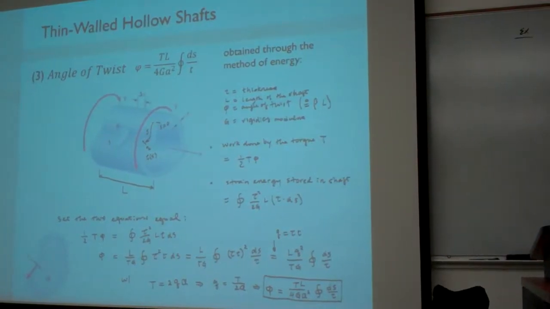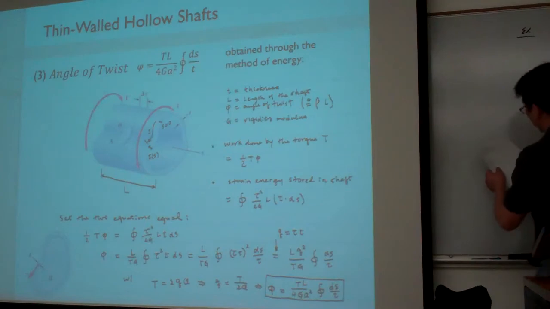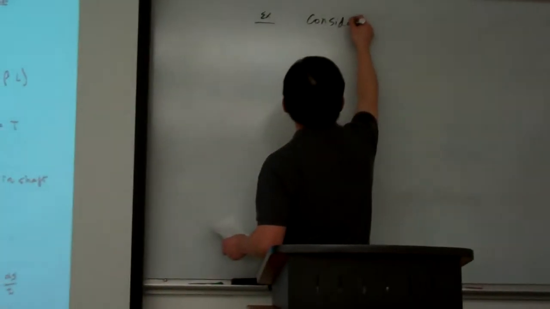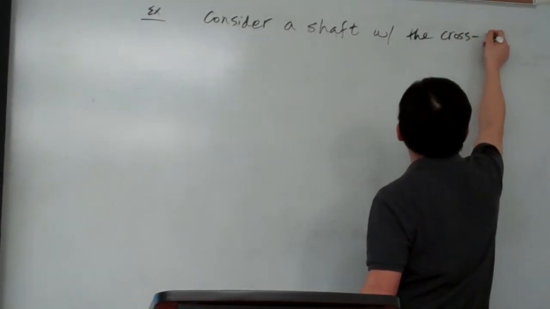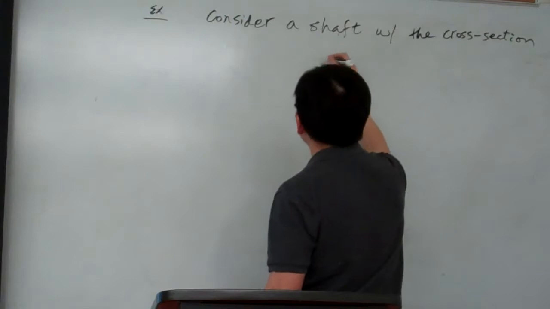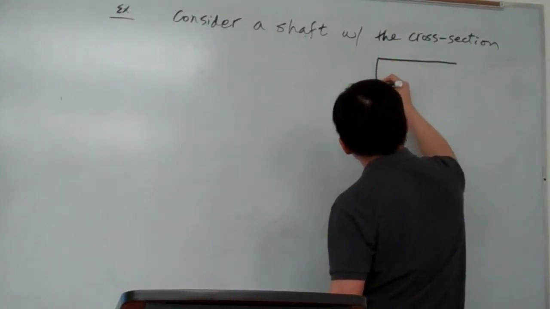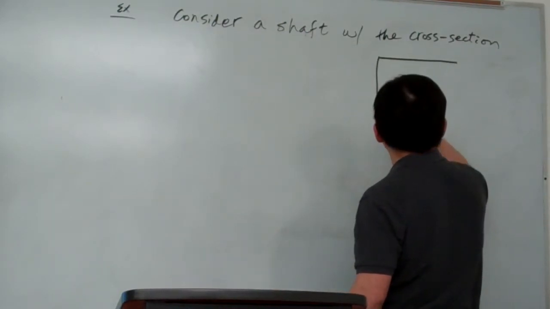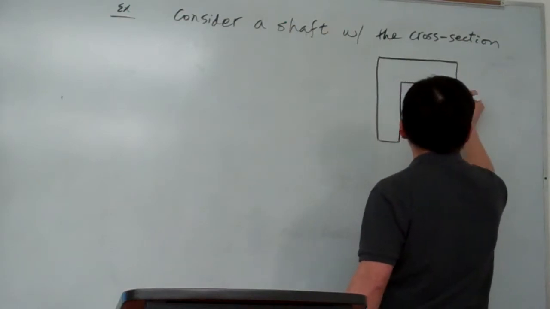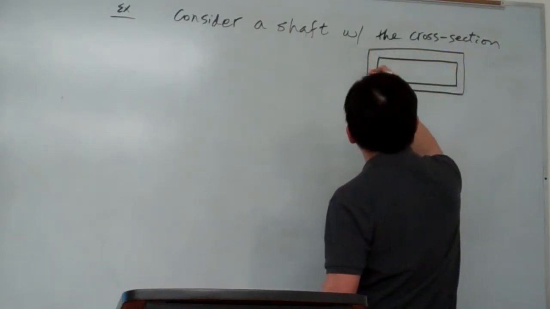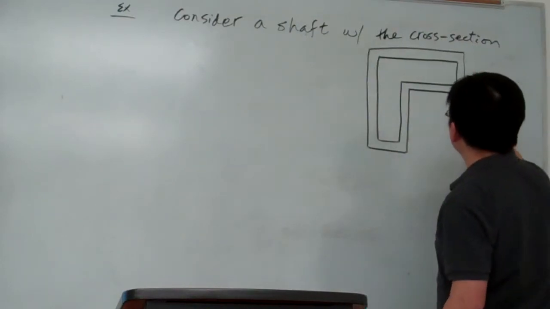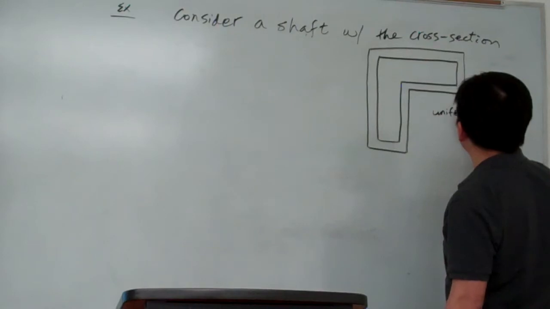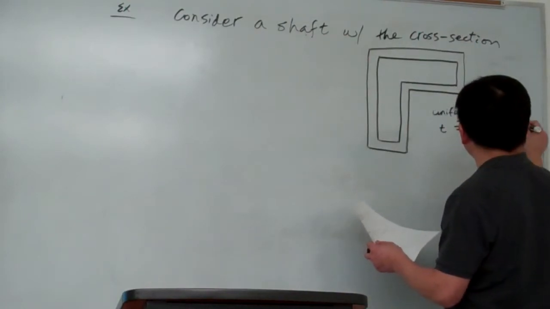The slides are here, and whenever we need it, we can refer to the equations. Like so, for example, here we consider a shaft with the cross section. It's kind of L shape. The thickness is uniform. T equal to 0.002 meters.